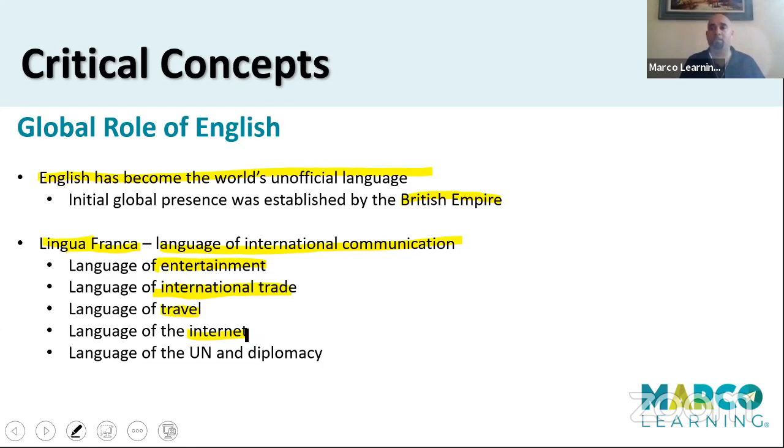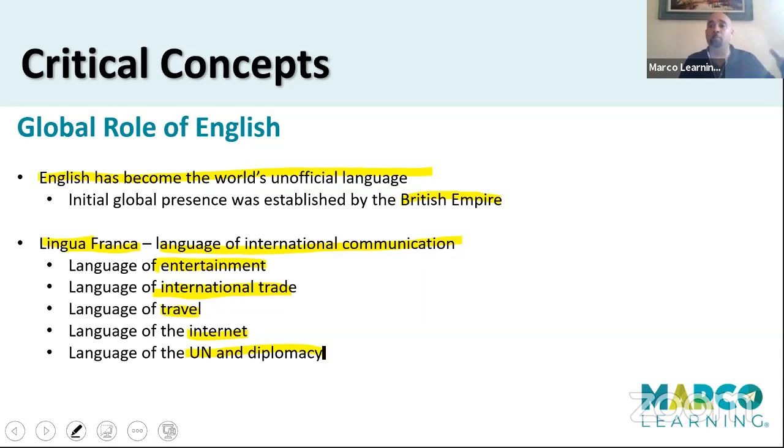Lastly, it's the language of the UN and diplomacy. When countries want to speak to one another, they are talking to each other in English. Good example of this, in 2018, they were celebrating the 100th anniversary of the end of World War I, and the French president, Emmanuel Macron, and the German leader, Angela Merkel, were talking to each other. Well, Emmanuel Macron, his main language is French. Angela Merkel, her main language is German. But when they speak to each other, they speak to each other in fluent English. They both know English is the point here. So it's the language of diplomacy as well.